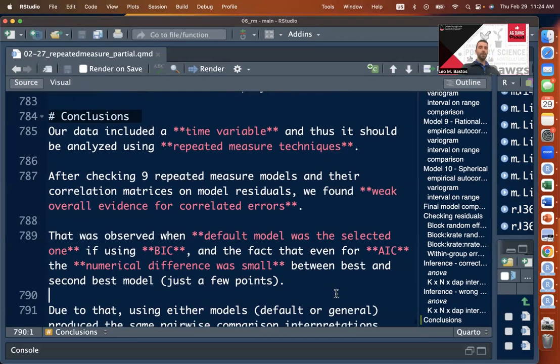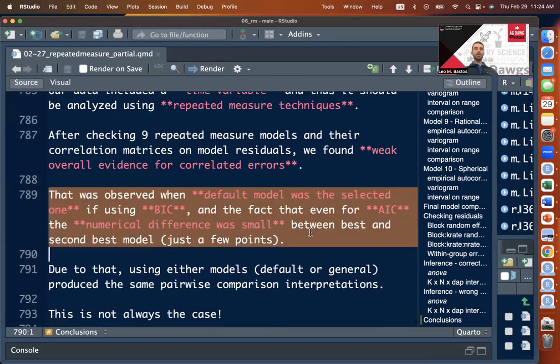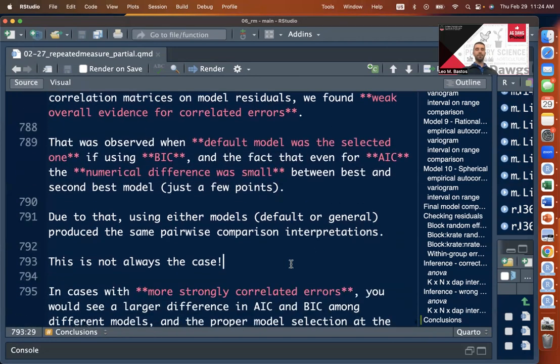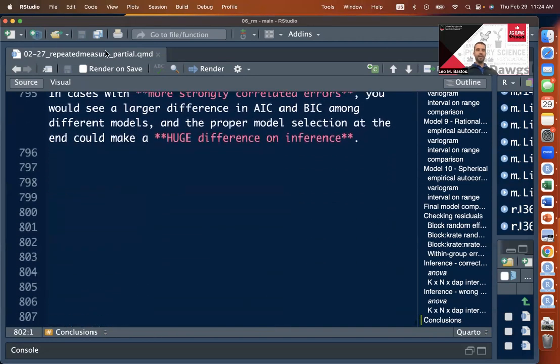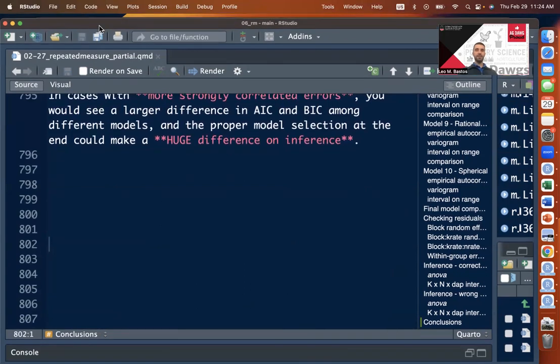So just keep that in mind. Just because we did not find much evidence here, it does not mean that that would be the case with your own data. So that's all that I had as far as this exercise.